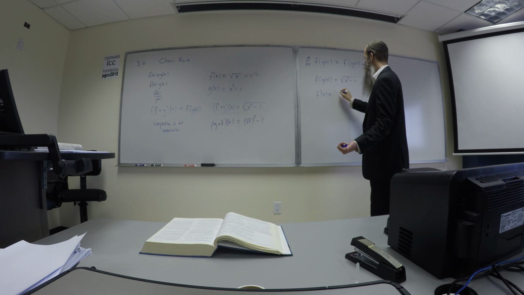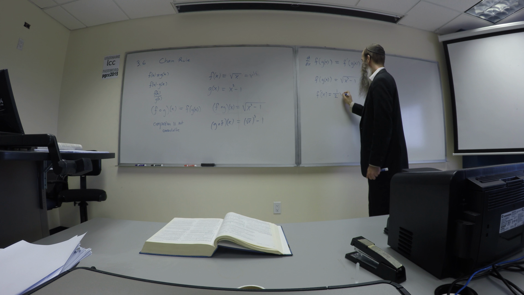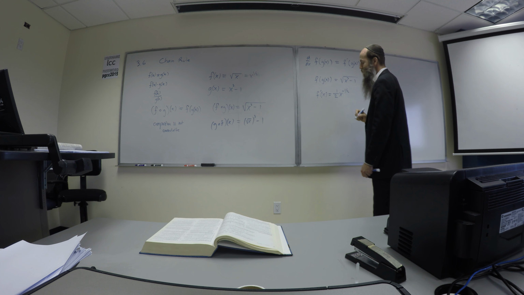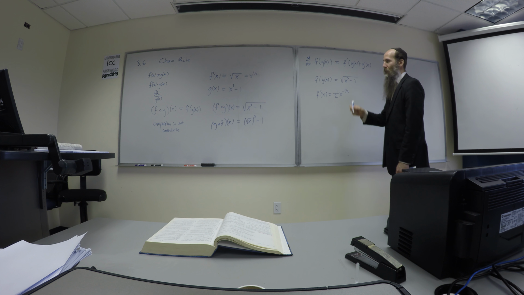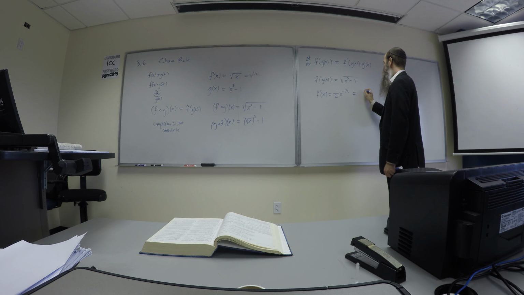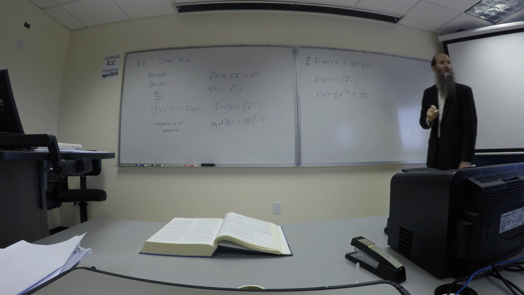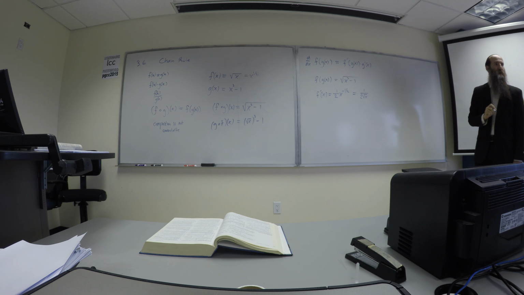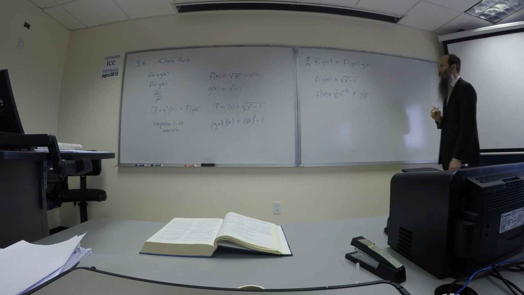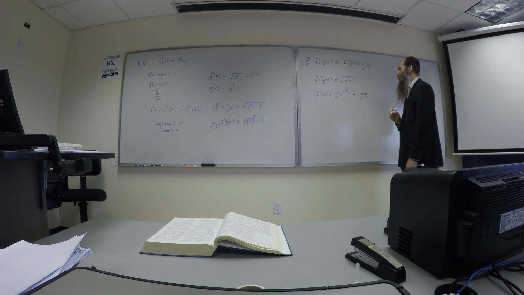Go ahead, tell me, Lou. 1/2 x to the negative 1/2. Now we'll rewrite that using the radical notation. That would be 1 over 2 root x. Okay? Everybody okay with that? Right, that's the derivative of the outer function.